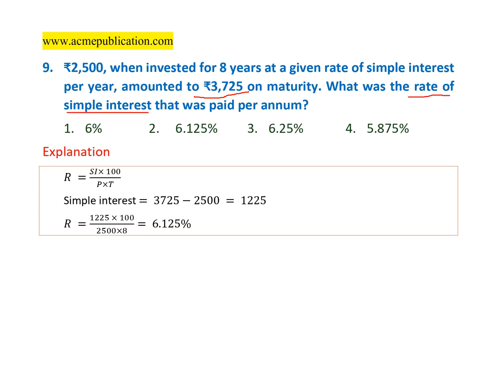Here we can find that simple interest is 1225. To calculate the rate of interest, we can use the formula, which is R is equal to simple interest into 100 upon principal into time. We put the value in this formula, and after doing the calculation we get the answer, which is 6.125%.